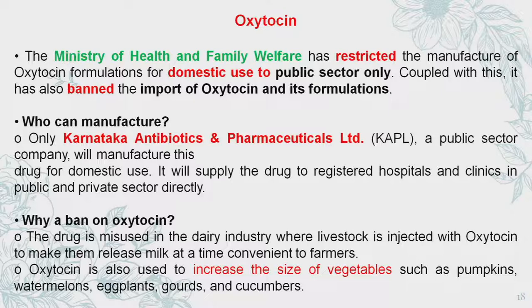As you know, this compound was produced by only one organization in India, Karnataka Antibiotic Pharmaceutical Limited, a public sector company, for domestic usage. The drug is not available in the open market. It is given to the hospital or clinic directly. Why did we ban the compound? Because people started injecting the compound into cattle or livestock to increase milk generation. Similarly, farmers inject it into vegetables to increase the size of cucurbit vegetables like pumpkin, watermelon, eggplant, ivy gourd, cucumber, etc. That's unscientific usage: applied to livestock to improve milk production, and to vegetables to improve their size. That's why the compound was banned.